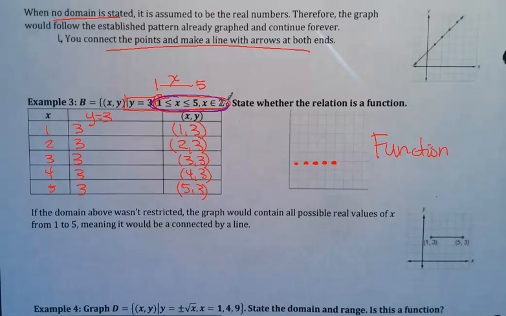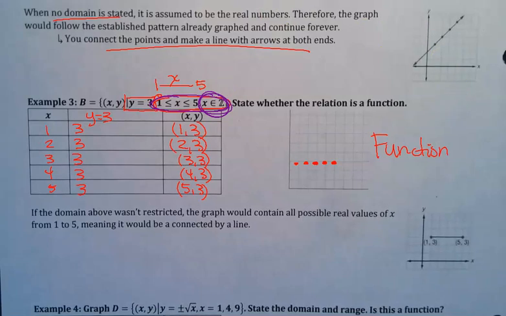So if this wasn't restricted, the graph would contain all possible real values of x from 1 to 5, meaning it would be connected by a line. Okay, but it is restricted. Because it says the restriction here is x is an element of the integers. So we can't use 4.6. Okay, it's restricted to just the integers, which are 1, 2, 3, 4, 5, negative 1, 2, 3, 4, 5. All right, example 4 then.